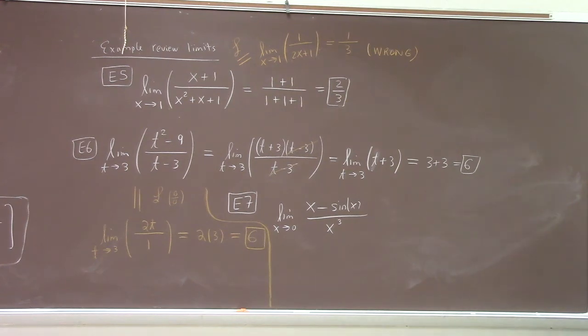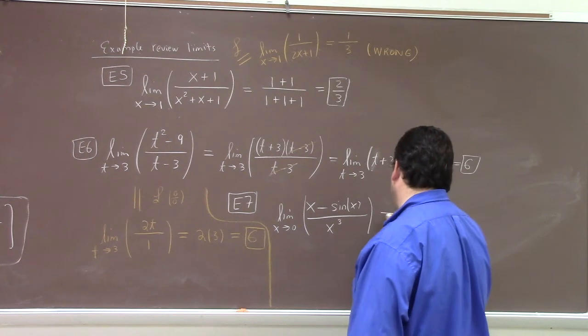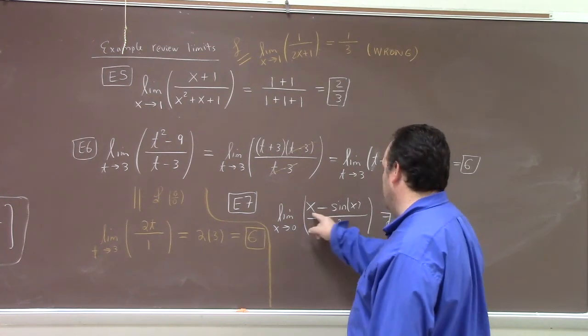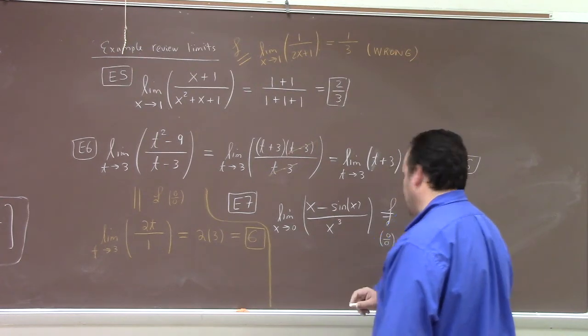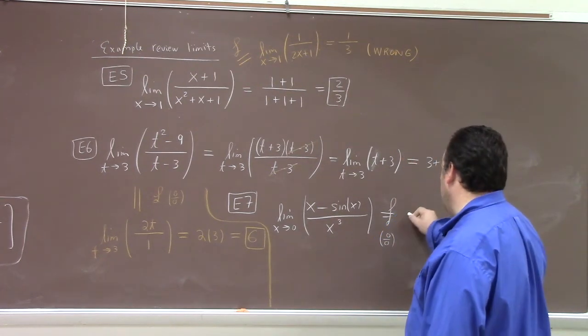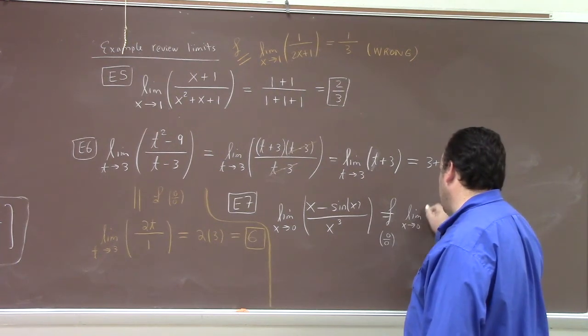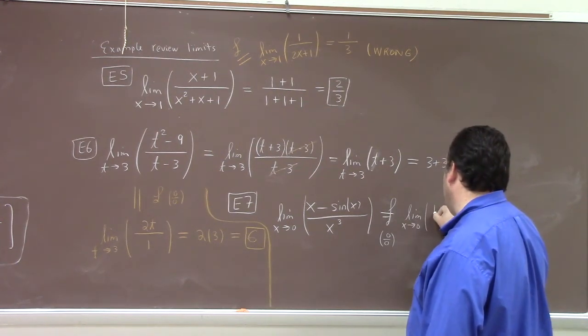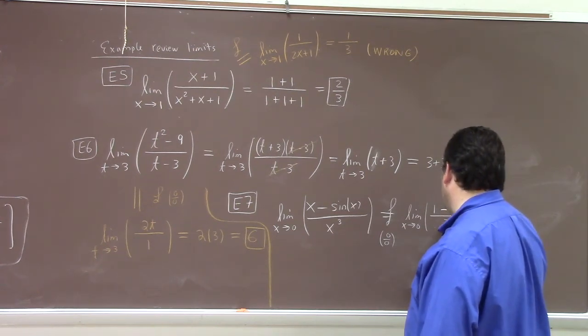So sad. Now here, we can use L'Hopital's rule, right? Because this goes to 0 and that goes to 0, right? So what do you got? You got the limit as x goes to 0 of 1 minus cosine of x over 3x squared.